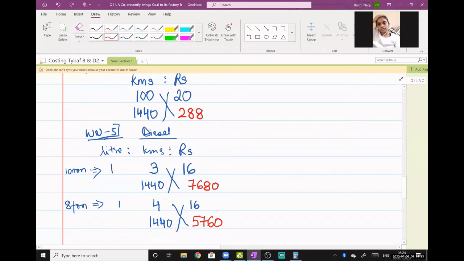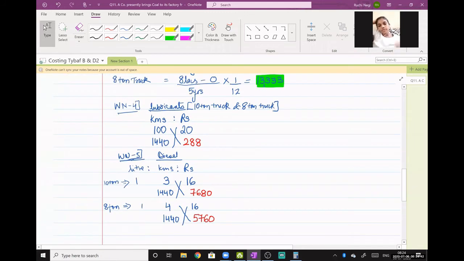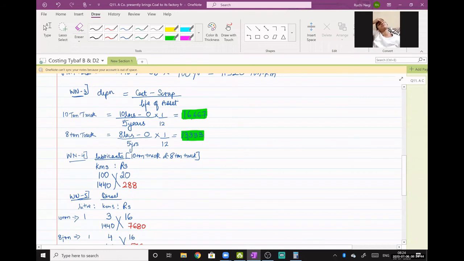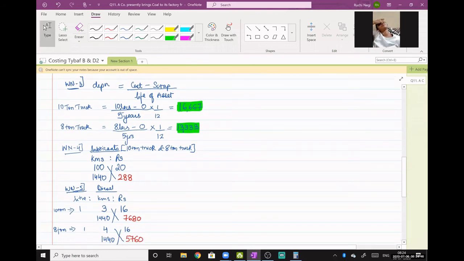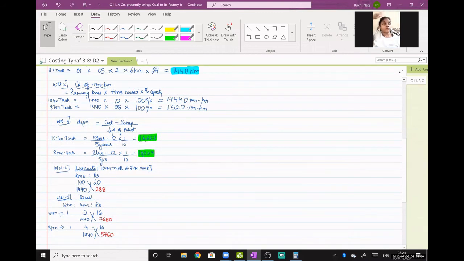Clear, everyone? So all the 5 working notes are clear to everyone? Just acknowledge it in the chat box. All the 5 working notes are clear to everyone.